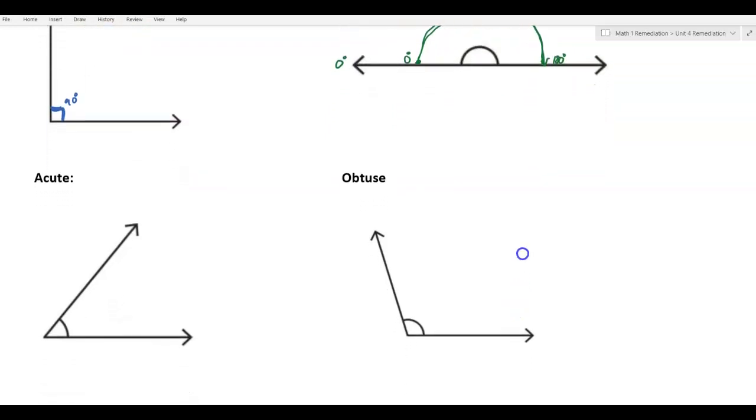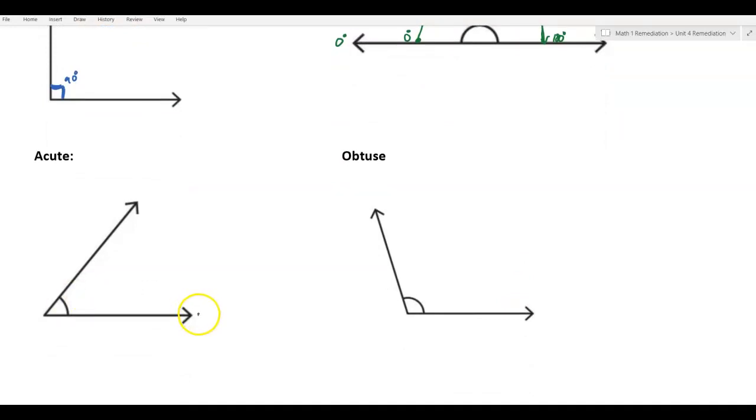that gives you an idea of an acute angle. If you look, if this is 0 degrees, you know 90 degrees would be here. So an acute angle is greater than 0 degrees, but it's less than 90 degrees. So it's between 0 and 90 degrees.